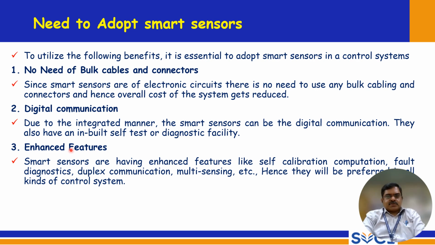The need to adopt smart sensors. To utilize the following benefits, it is essential to adopt smart sensors in control systems. No need of bulk cables and connectors. Since smart sensors are electronic circuits, there is no need to use any bulk cabling and connectors. Hence the overall cost of the system gets reduced. Digital communication: due to the integrated manner, the smart sensors can do digital communication. They also have inbuilt self-test or diagnostic facility.